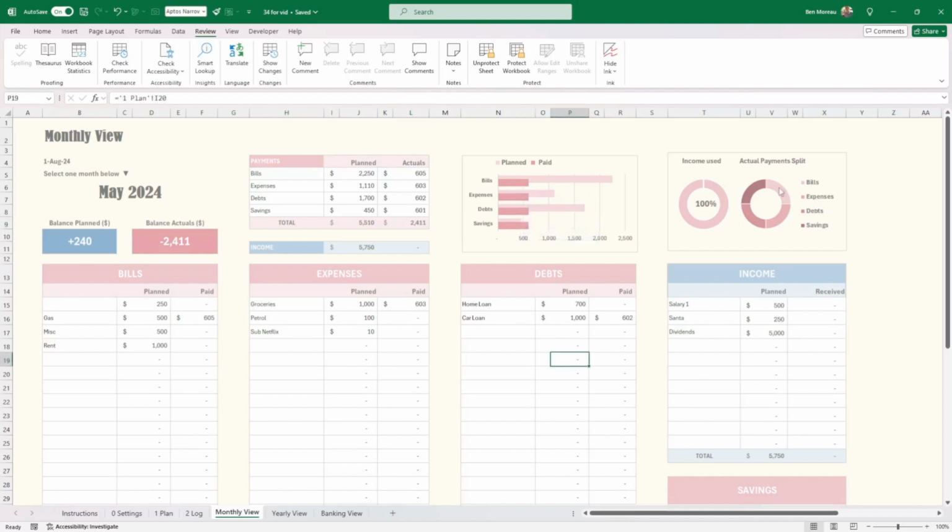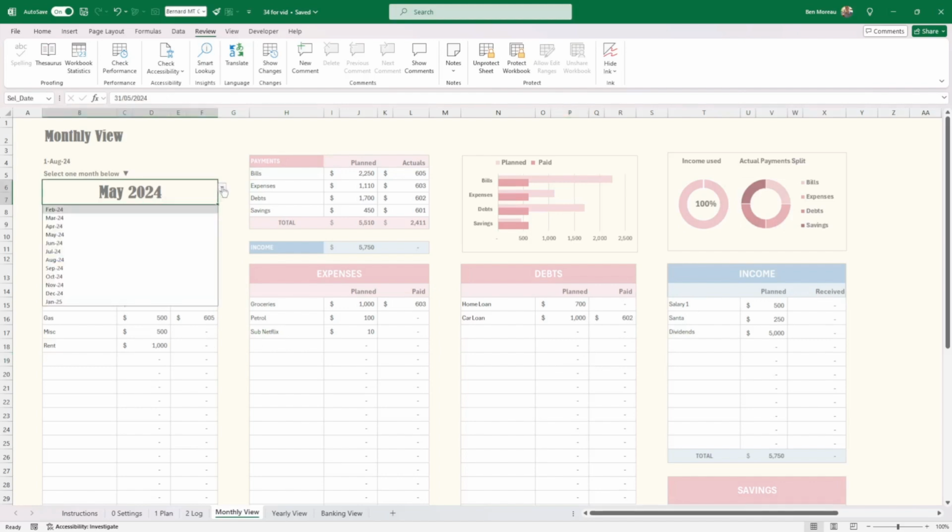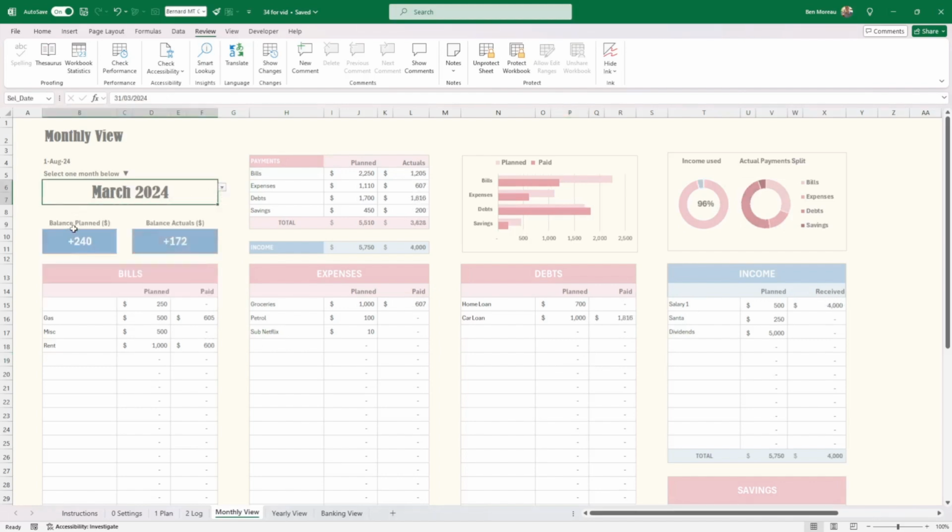Okay, this is also another chart that you might find useful, the payment split. It's because I put myself $600 here. If I have something else, it's going to be a little bit different here. For instance, that gives me a split of where I spent, and this is the income used. So here you can see that you are back in a positive balance for March, and you have used 96% of your income, which is good.